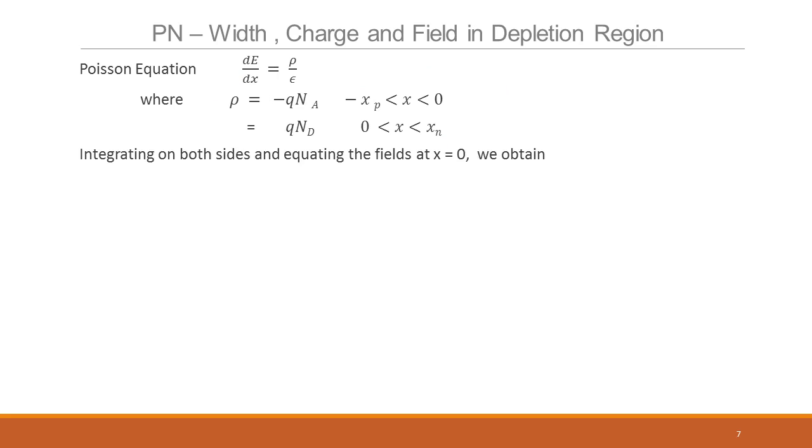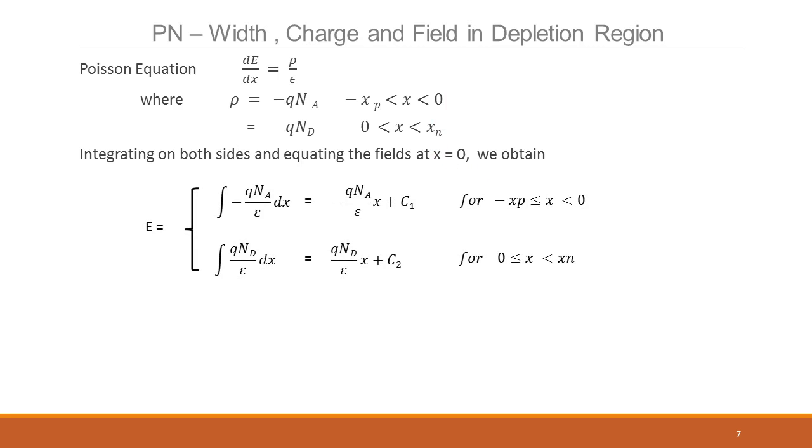Now, integrating both sides and equating the fields at x equal to 0, right? We've seen that a field starts from the depletion region, goes through the junction, goes to the other side. At the junction, both of these should give me the same electric field, because the electric field is just one. Even though the depletion region is split into two halves, the electric field has to be the same at x equal to 0, which is the junction point. Okay?